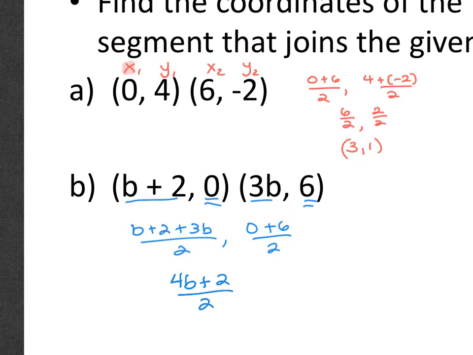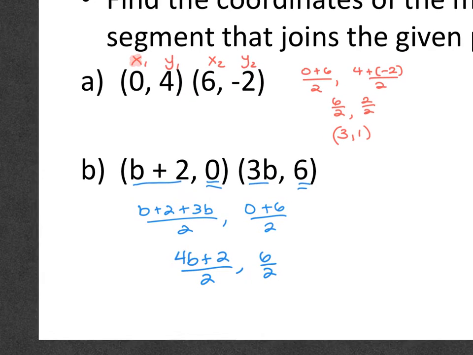Oops. 6 over 2. And then every term in that first one is divisible by 2, so I can simplify it. And I get 2b plus 1 and 3. So just because there's letters in there doesn't mean you're allowed to freak out, okay? Same process. Questions?